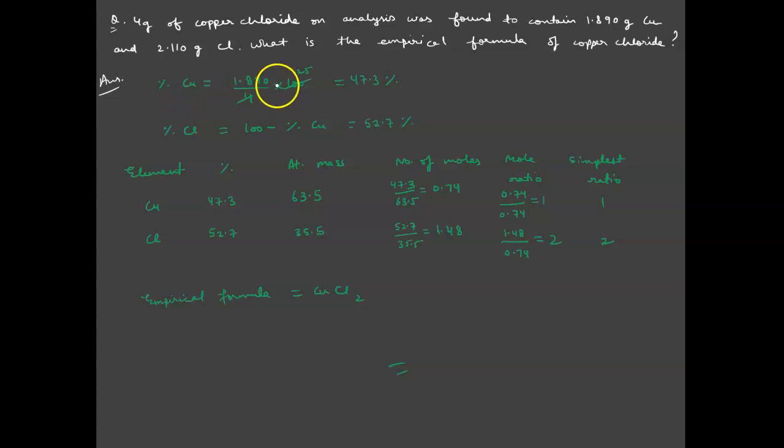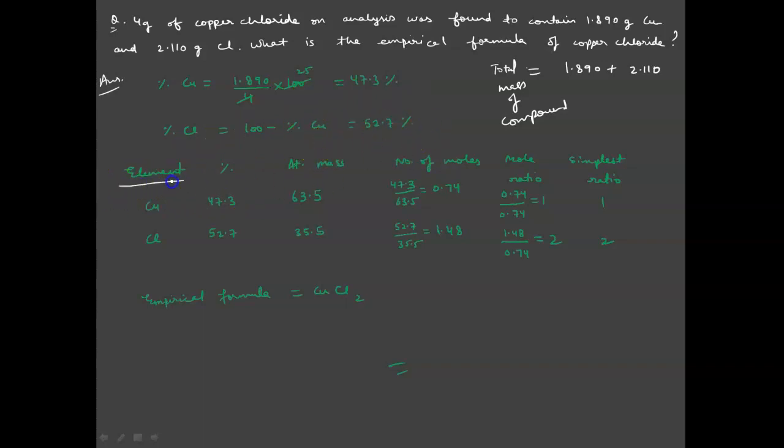So percentage of copper equals mass of copper upon total mass of compound. This is 1.890 divided by 4 into 100. 4 comes from adding 1.890 and 2.110, which is the total mass of the compound. So this is 47.3, and for chlorine, 100 minus the percent of copper, 52.7.